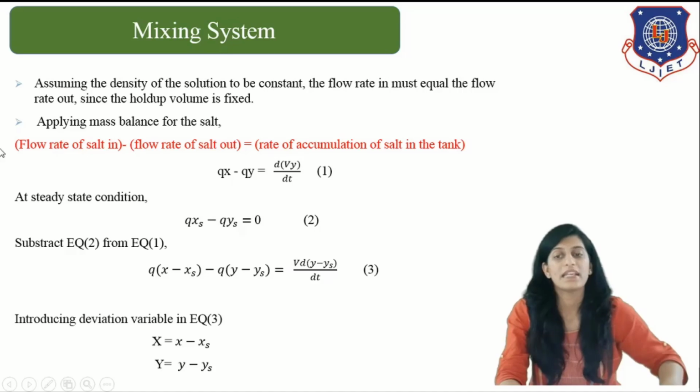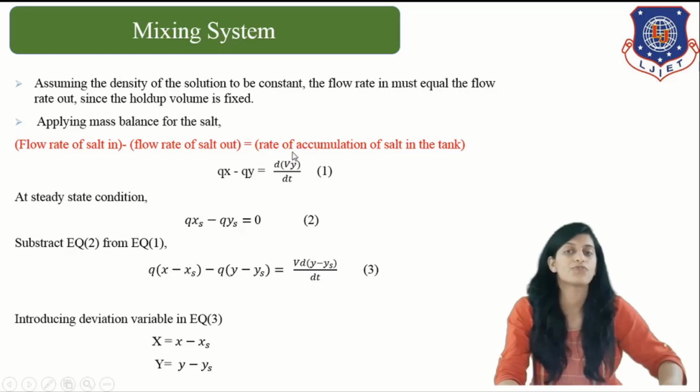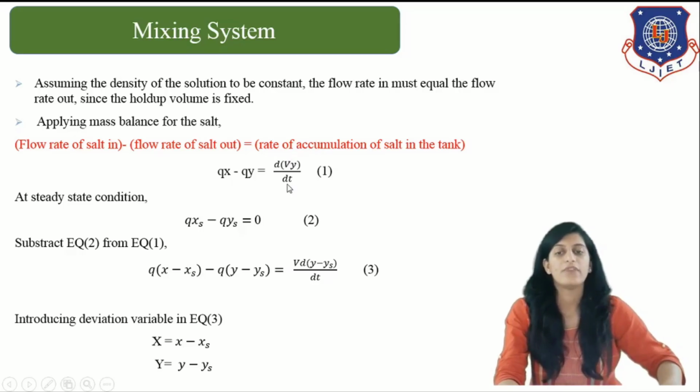So what will be the inlet flow rate of salt? Volumetric flow rate Q multiplied by the concentration of salt at the inlet, which is X. So Q times X is our inlet, and similarly Q times Y is our outlet, because Y is the concentration of salt at the outlet. Now the rate of accumulation can be written as d by dt of V times Y. V remains the volume of holdup, Y is the concentration of salt at the outlet. So this is the rate of accumulation.